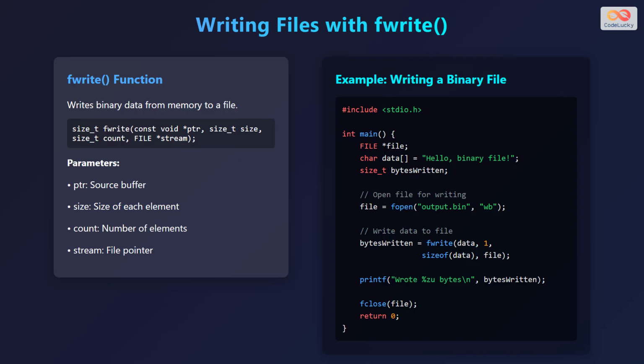On the right, we have a code example that writes data to a binary file. First, we include the standard input-output header file. In the main function, we declare a file pointer, a character array containing the data to be written, and a size_t variable to store the number of bytes written. We open the file output.bin in write binary mode using the fopen function. We then use fwrite to write the data to the file. Finally, we print the number of bytes written and close the file.